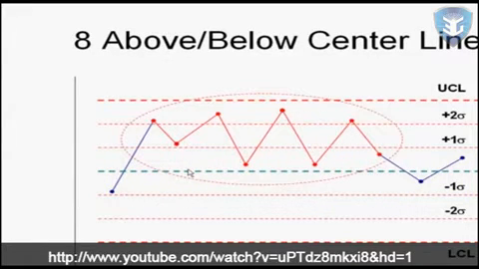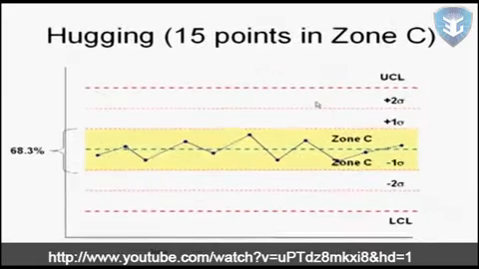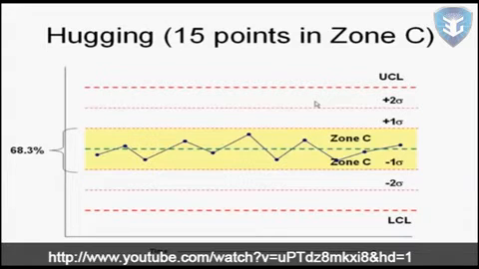We could also have 8 points above or below the center line. This is what's known as a run. One wouldn't expect there to be that many points above the center line. We can also see things like a trend, so 6 points descending or 6 points ascending are considered to be a trend. Another type of out of control condition is what's called hugging. If you have 15 points in a row right here in Zone C, well, guess what? We should have some points outside of here. So that means that for some reason the data is maybe being manipulated and needs to be investigated.